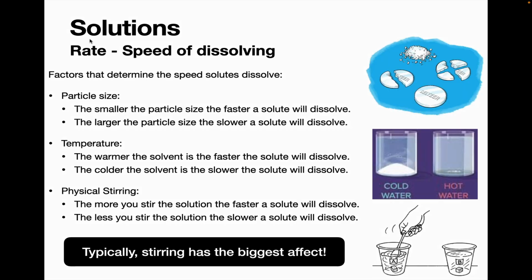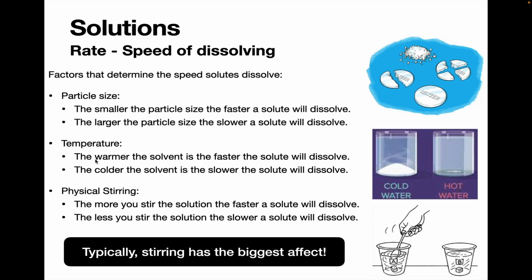There are different ways we can talk about the speed or the rate of dissolving. So we can make things dissolve faster or slower. The first thing is particle size. If we can make the particles smaller, we can have them dissolve faster. If we can make them larger, they will dissolve slower. So something crushed up like this will dissolve faster than something that is big like this. This would have more surface area, less surface area.